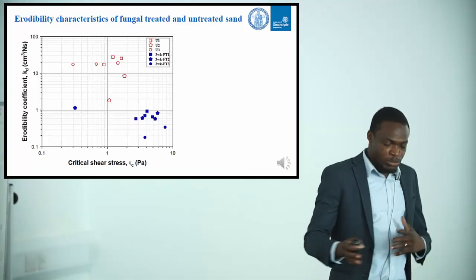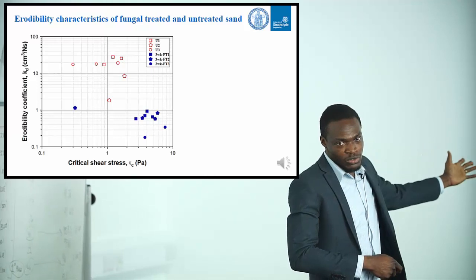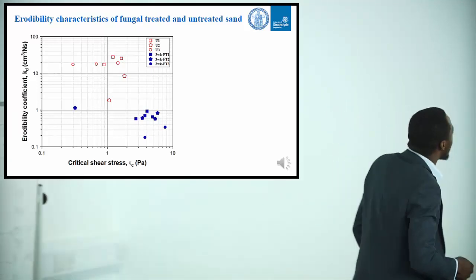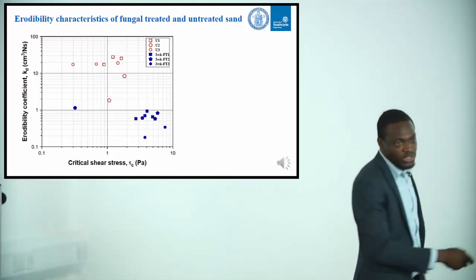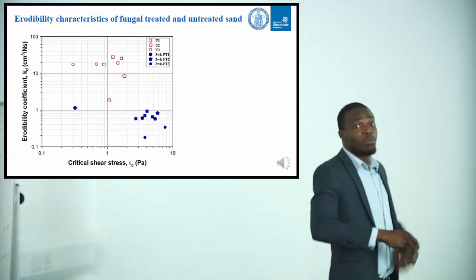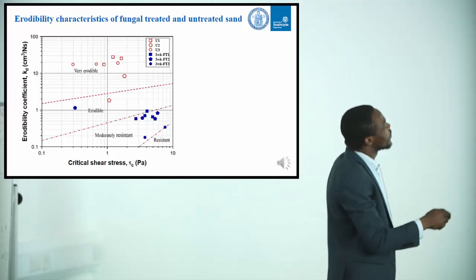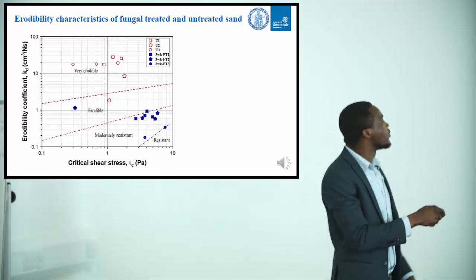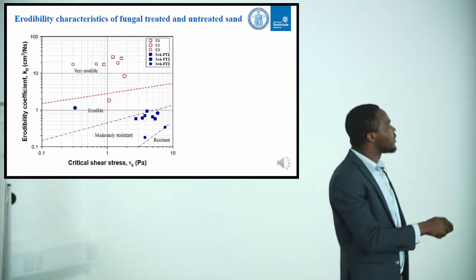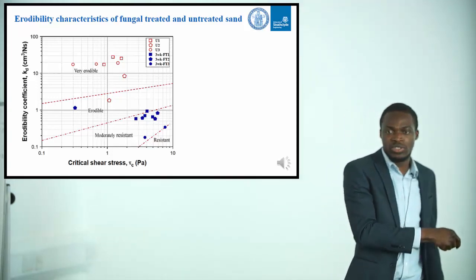Also, in comparing the erodibility characteristics, I'll just use this plot, which is the erosion chart of the erodibility coefficient against the critical shear stress. Basically, the higher the critical shear stress, the less erodible the soil is. The higher the erodibility coefficient, the higher the rate of erosion. We see the cluster of the untreated soils, in red points here, at areas where you have higher erodibility and much lower critical shear stress compared to the treated ones.